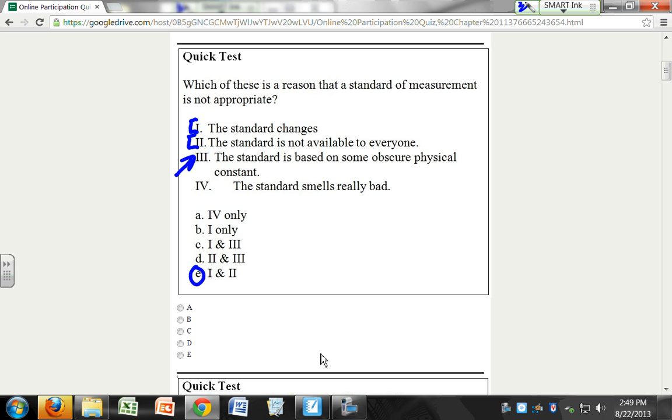Doesn't really matter if it's based on some obscure physical constant. And in fact, most of the standards are based on an obscure physical constant. And of course, the smell doesn't really matter either.